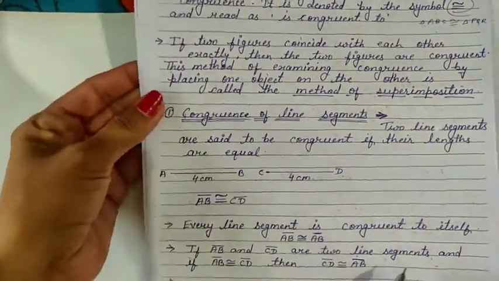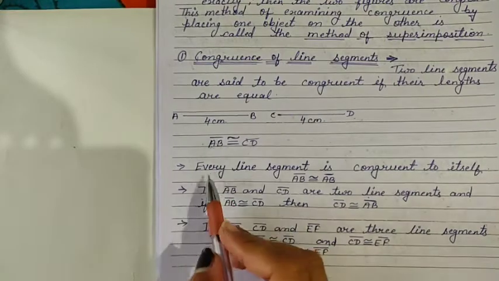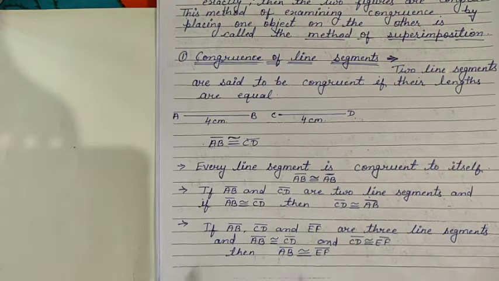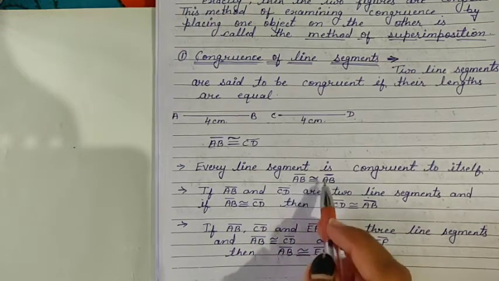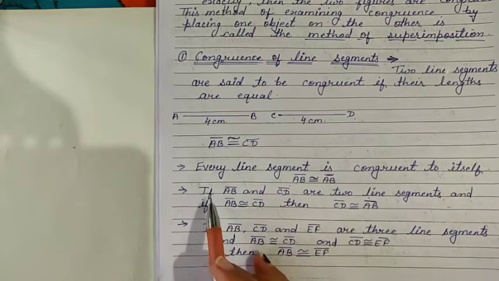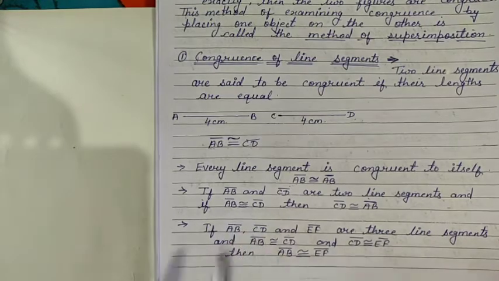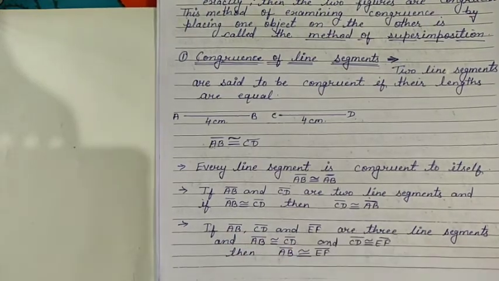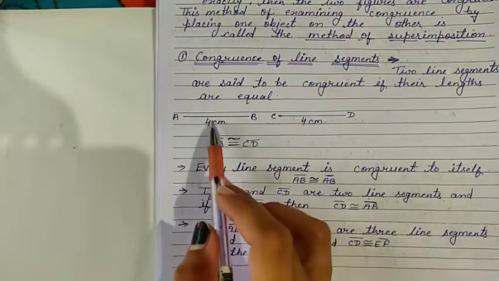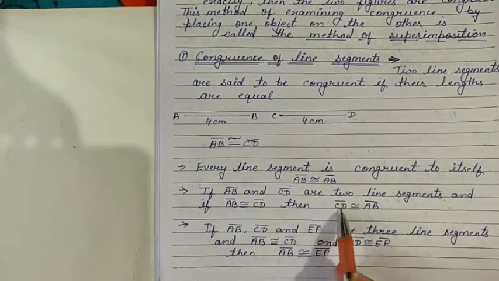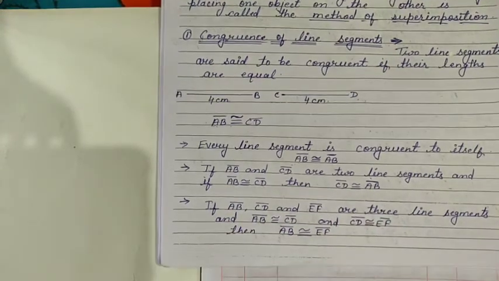Now some properties of congruence of line segments. Every line segment is congruent to itself. Line segment AB is congruent to line segment AB. If AB and CD are two line segments and AB is congruent to CD, then CD is congruent to AB. Students, if length of AB equals CD, then length of CD also equals AB.